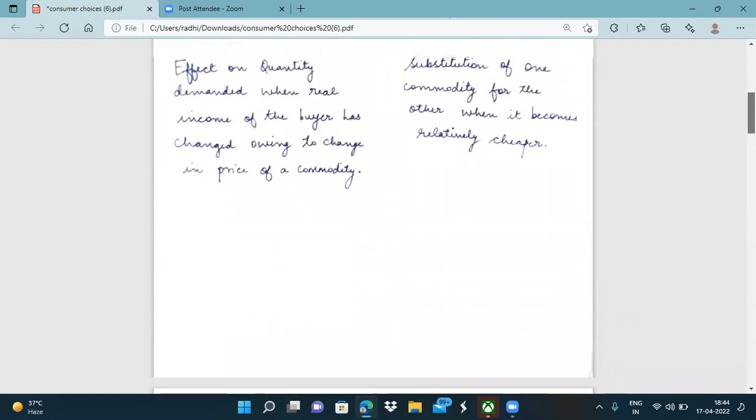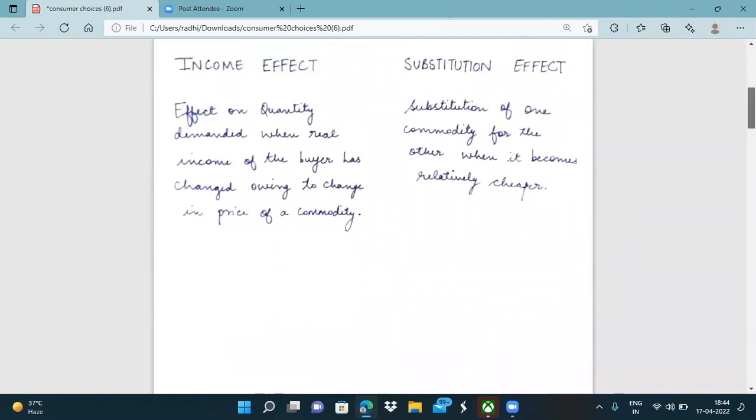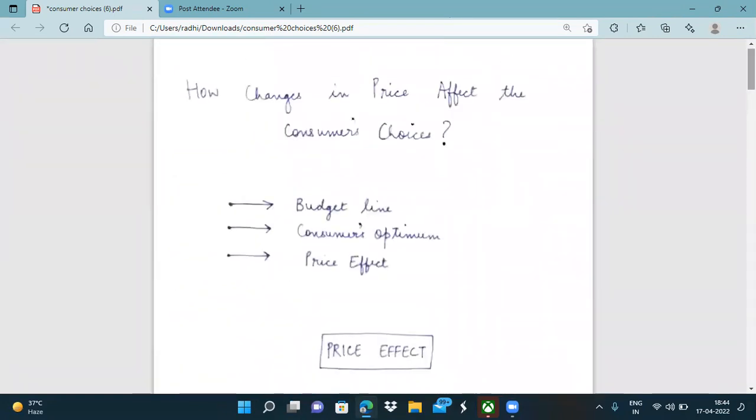But basically the income and substitution effect state what they tend to tell. This is what we have discussed in this video. I hope how changes in price affect the consumer's choices is clear to you.